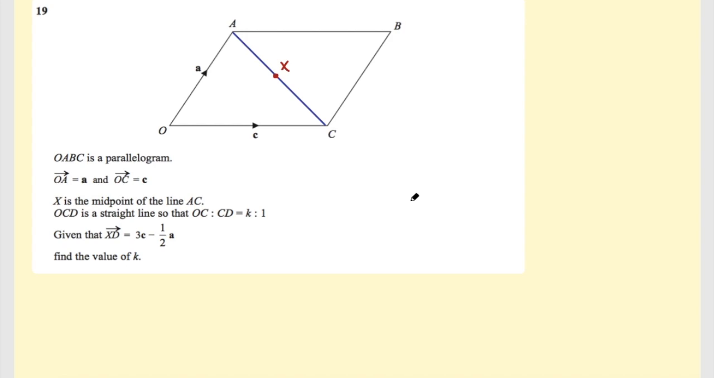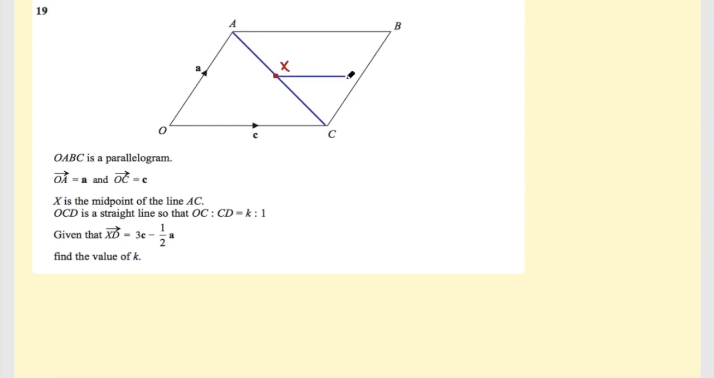Right, so we need to put in the point D to make the line OCD, and this is a straight line. So D is going to be out here somewhere, and also we're told that the vector XD equals 3 lots of C minus half A, and we need to find the value of K. Okay, so if we start at X, we need to go 3 lots of C this way, and then negative half A. So that will be the opposite direction of A, and half that distance.